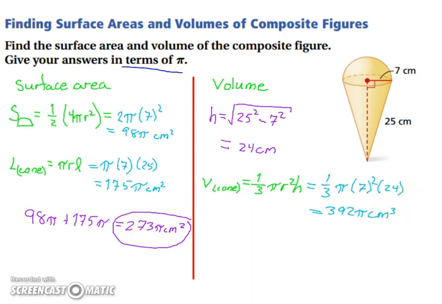Alright, well now let's deal with our hemisphere. We talked earlier in this presentation about the fact that the volume of the hemisphere is 2/3 pi r cubed, so then we can simply substitute our radius into pi r cubed, and our result is as follows.